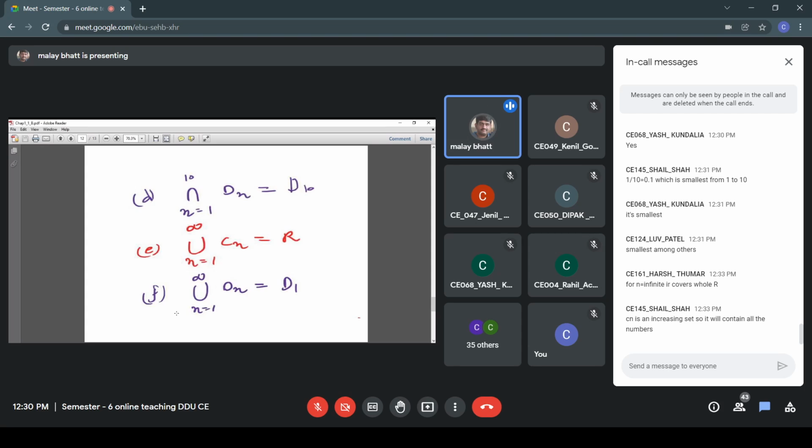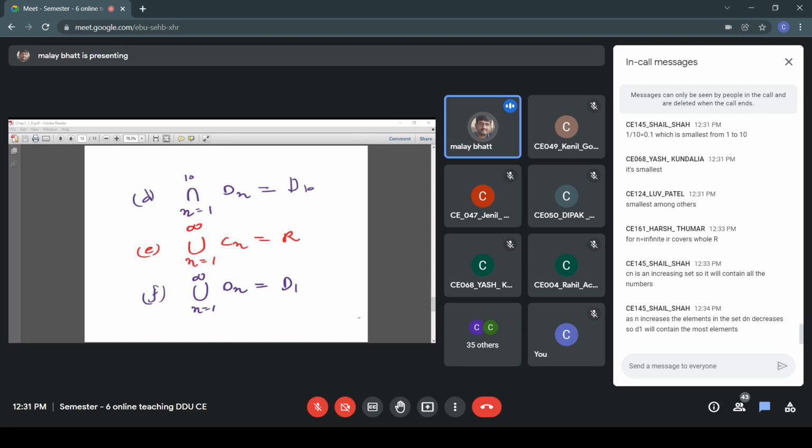Okay, now the third one. The union for n equal to 1 to infinity of Dn is giving us D1. So what is the reason behind it?